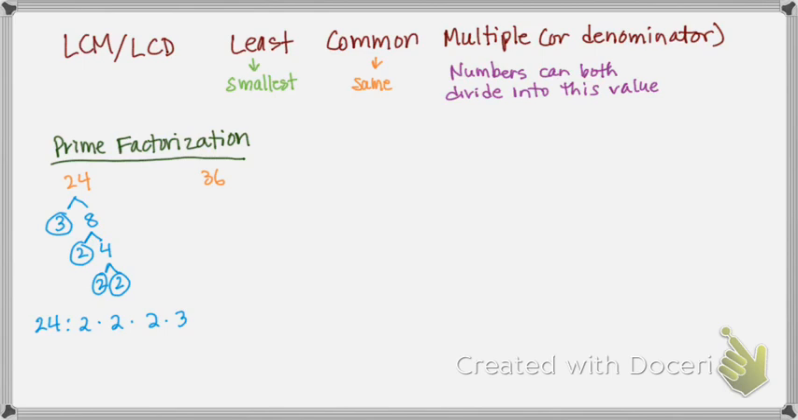And then let's do 36. Let's see, that's 4 times 9. 4 is 2 times 2, they're both prime. 9 is 3 times 3, they're both prime. So notice I did my numbers this time a different way, and I still came out with the same prime factorization. That's the beauty.